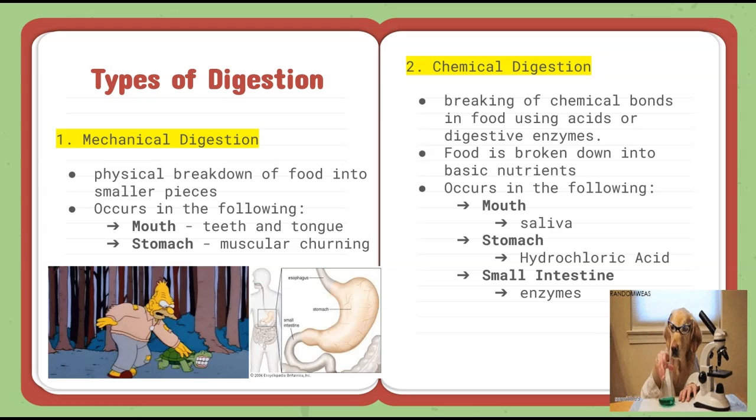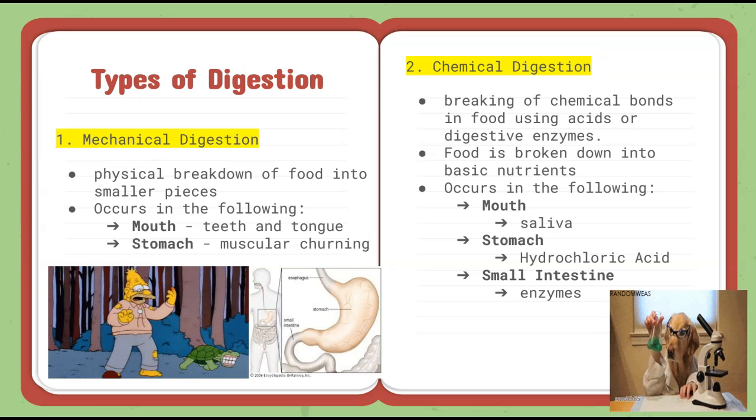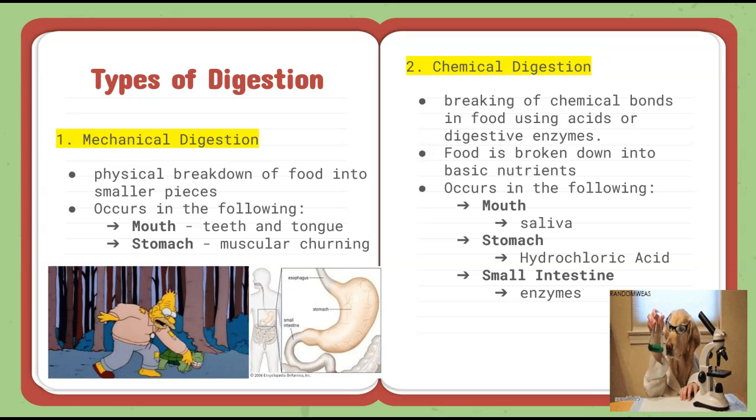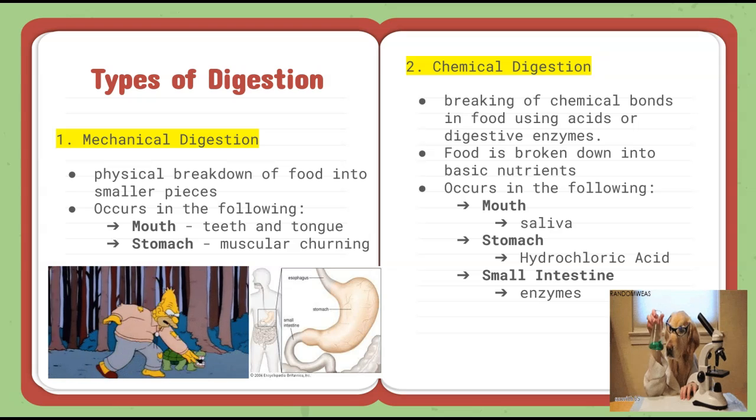The second place that chemical digestion occurs is within the stomach. Within the stomach, there is an acid called hydrochloric acid. It's actually a very strong acid. And what it does is it helps to break down the food even further from what the saliva and your teeth and tongue were able to do beforehand. And then finally, it's broken down another time chemically within the small intestine. And enzymes work within the small intestine to break down the food.